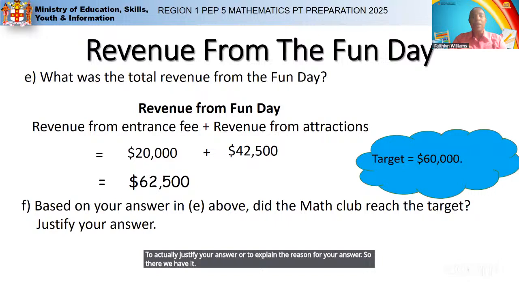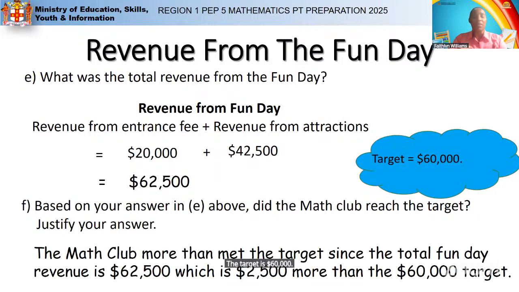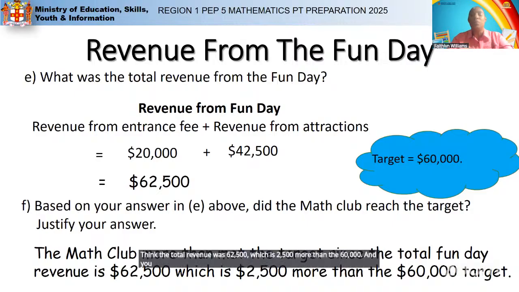The target is $60,000. The math club made $62,500. So a justification for this is: the math club more than met their target since the total revenue was $62,500, which is $2,500 more than the $60,000. And you could put it any way you want to put it. We're just saying to you, make mention of the target given and the amount made, and say why the target was met, or if it wasn't met in another case. All right, let's move on.